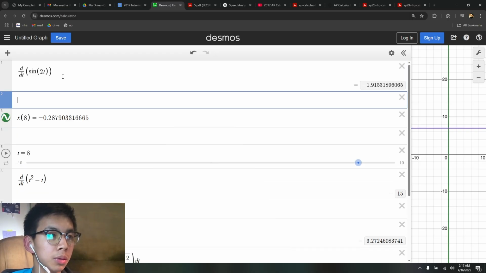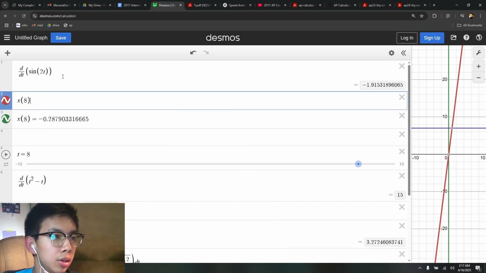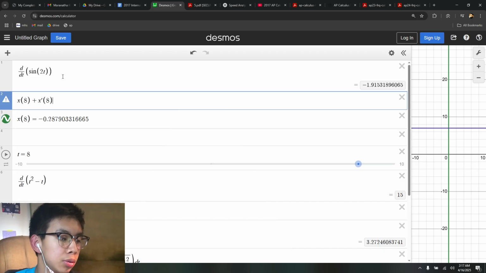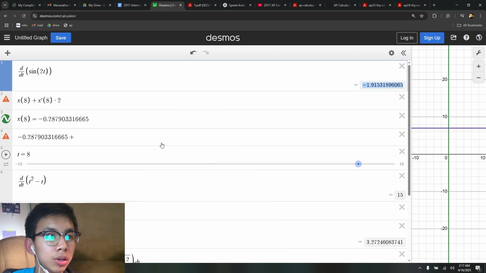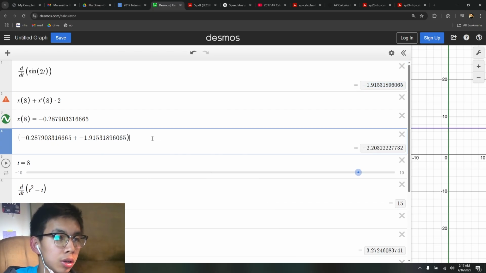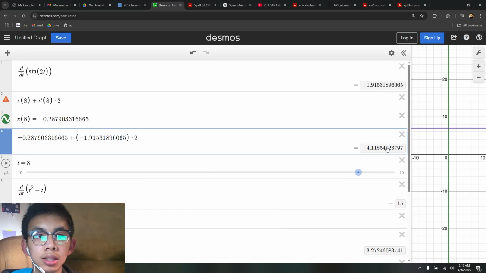Actually, let me make this better syntax. x of 8 plus x prime of 8 times 2 is going to be my answer. So I have this function plus x prime of 8, which is going to be negative 1.9, in parentheses, times 2. This is going to be my position at 10 seconds for x.